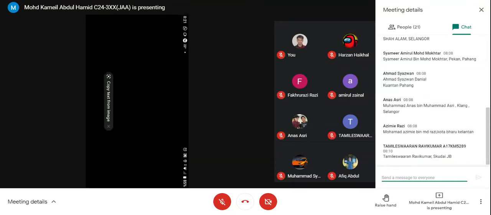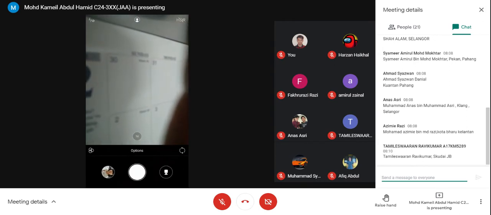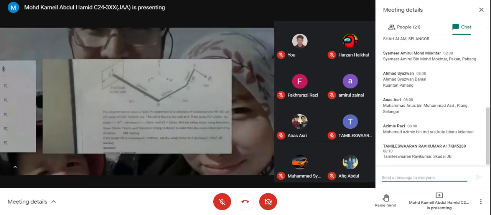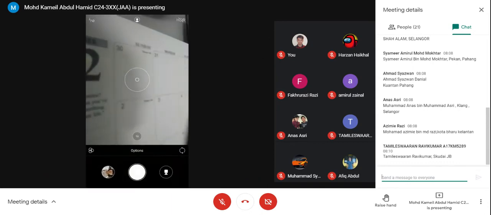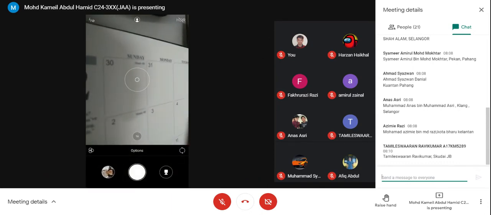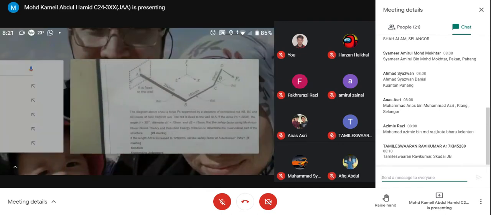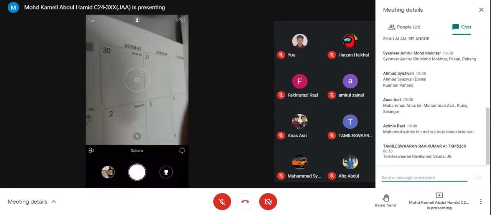Ada mana pula point yang saya dah snap dah, tapi apa jadi.